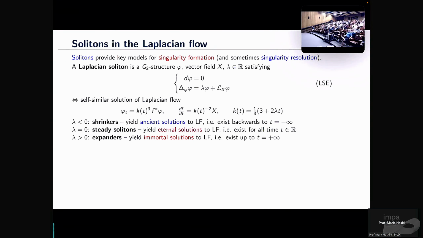Okay, so let's now head towards where the rest of the talk will be, which will be what can we say about solitons within the context of Laplacian flow.